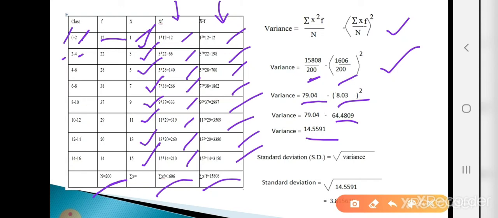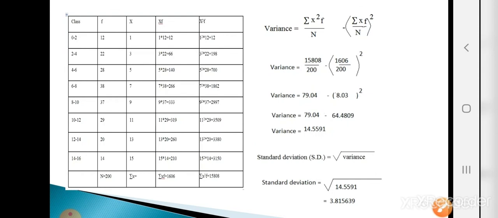Now calculate the standard deviation. Standard deviation is nothing but the square root of variance. So the variance value is 14.5591. The square root of 14.5591 is 3.815639. So this is the method for calculating the variance, standard deviation and CV for continuous data.